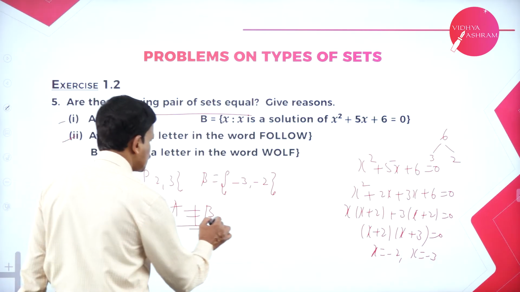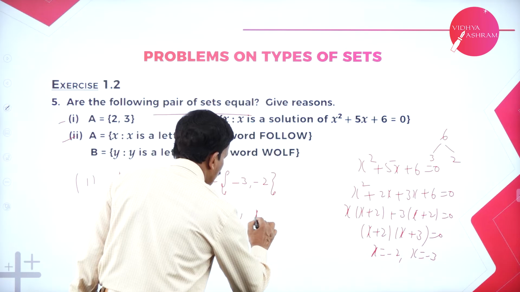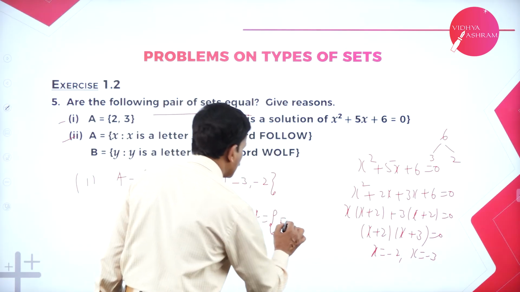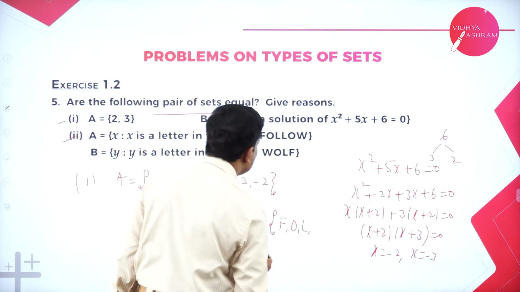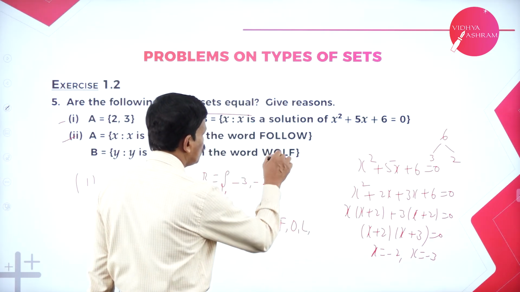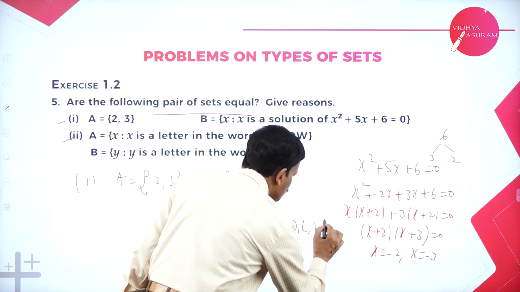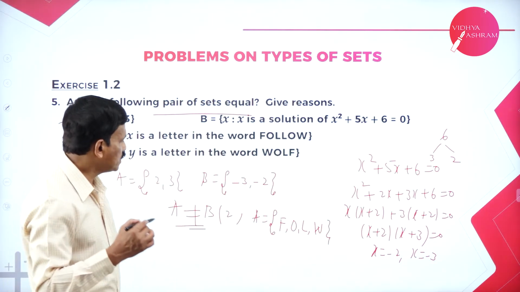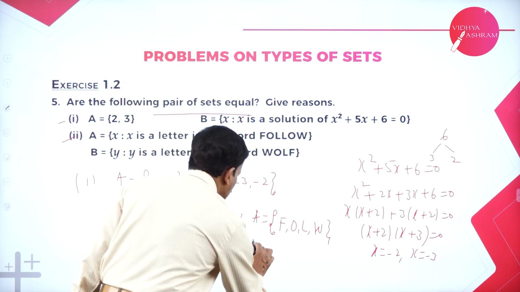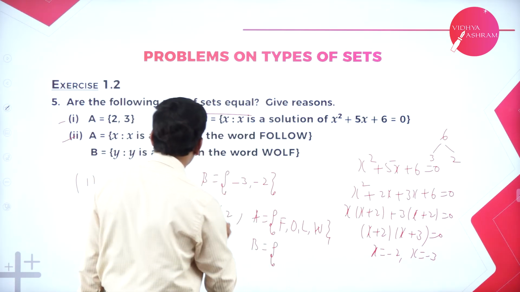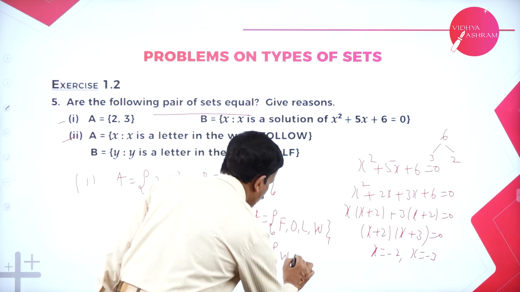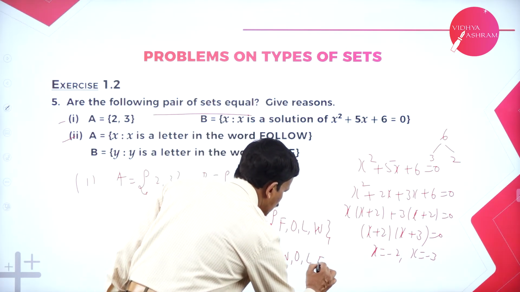Now, let us come to the second one. In the second, what we have is A contains F, O, L, L is already there, O is already there, we can write W. So, F, O, L, W. And B contains, what are the letters of the word B? We have in B, wolf: W, O, L, F.